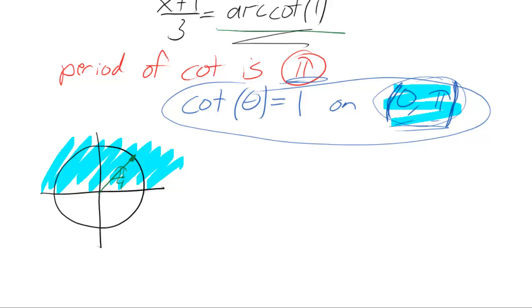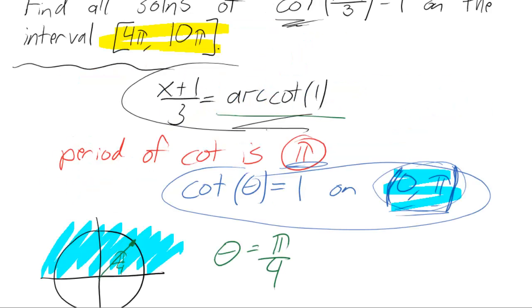Are there any others? Well, no, there's not. We get lucky here. There's only one value of theta in the interval 0 to pi that makes the cotangent equal to 1, and it's pi over 4. Theta equal to pi over 4 is the only one we have to work with. That's nice. So this theta equal to pi over 4 will lead to one solution for x. But we're not satisfied with just one solution. We want every conceivable solution.